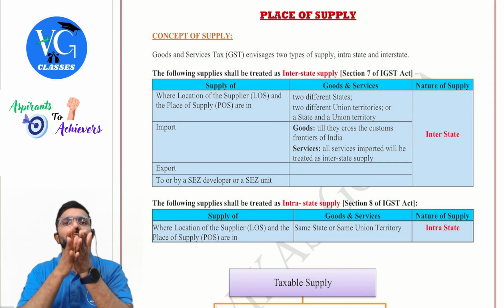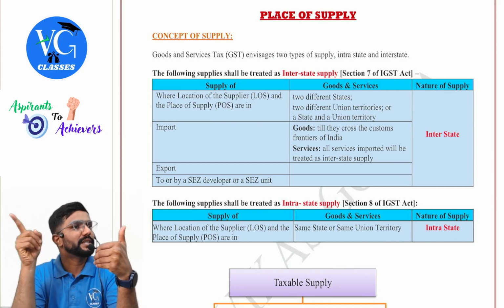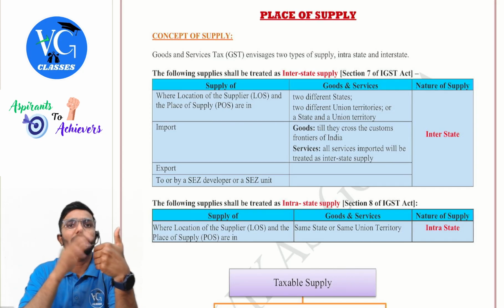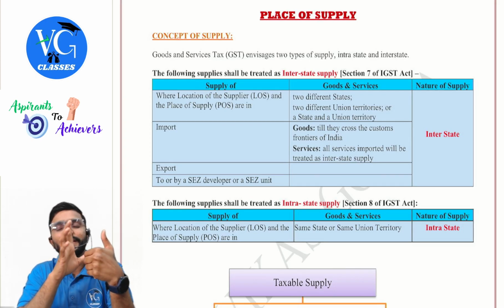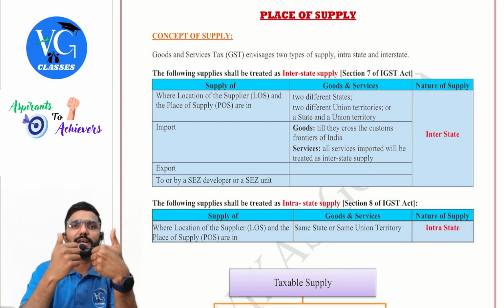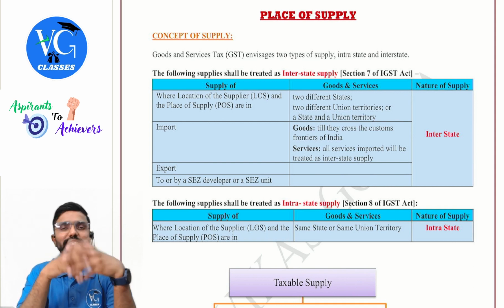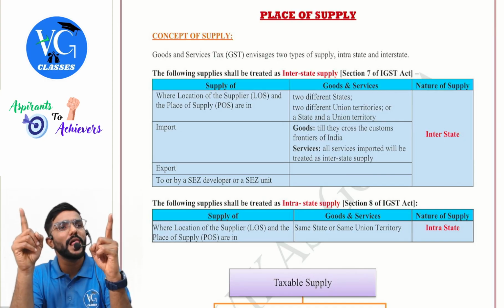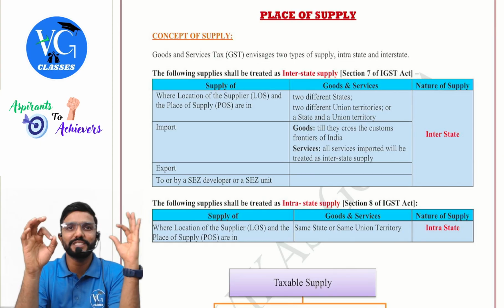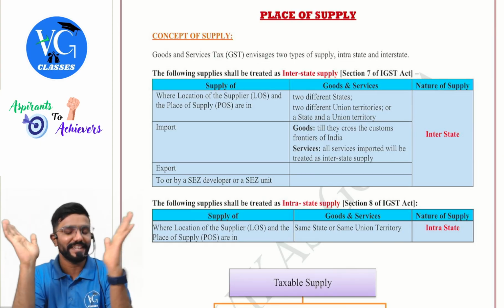Guys, come on. If the location of supplier, assume, is in Karnataka and place of supply is Tamil Nadu, what is it? Interstate. Location of supplier Karnataka, place of supply is in Puducherry. Interstate. Location of supplier Karnataka, place of supply is in Ladakh. Interstate. Sir, location of supplier Jammu Kashmir, place of supply Ladakh. Interstate. One is a state for GST purpose. Jammu Kashmir is a state for GST purpose. The other one is a union territory.